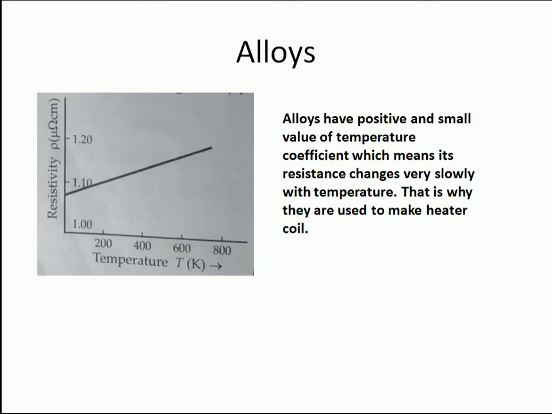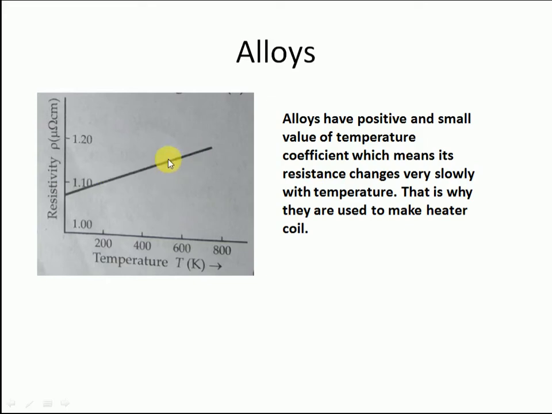Same thing again. For alloys, they also have a positive coefficient. Positive means the resistivity increases with the temperature. But it is a positive but small value. As you can see, the change is not much, so it is almost constant in the graph. That's why these alloys are used to make heating coils, because when the temperature increases, the resistance does not change. If the resistance changed, then the current flowing through the wire would be less and the heat produced would be less. But in this case, the resistance or resistivity will not change, so it will keep on giving the same amount of heat.